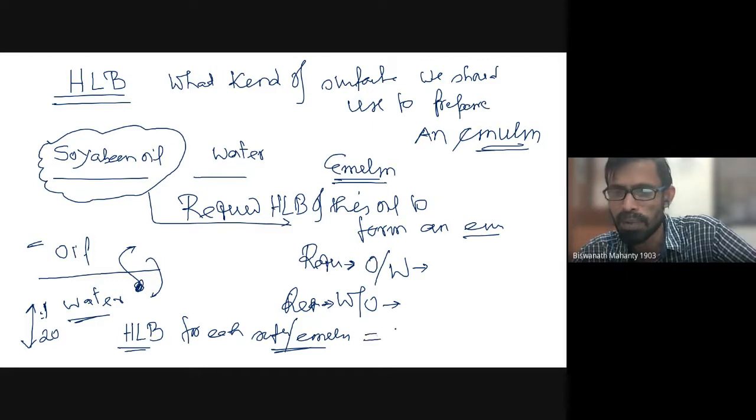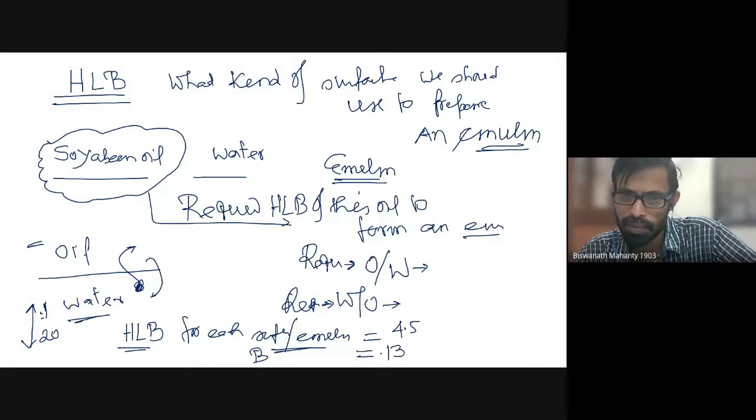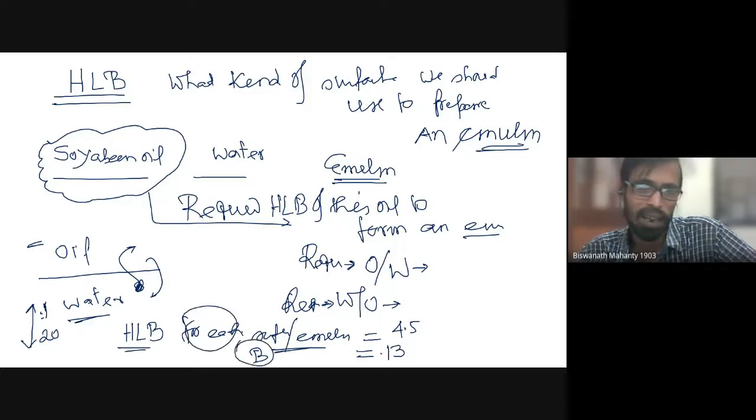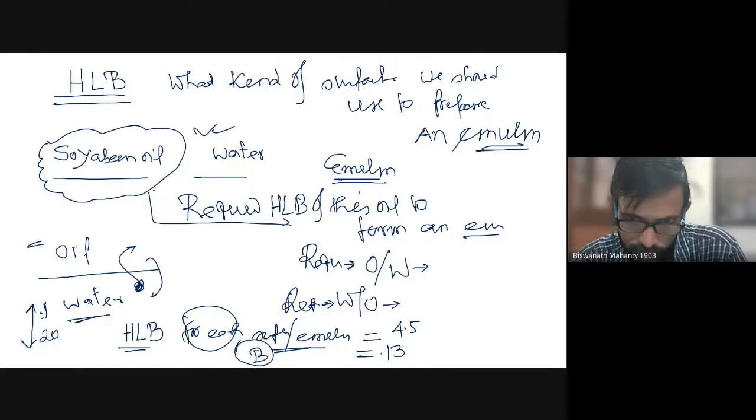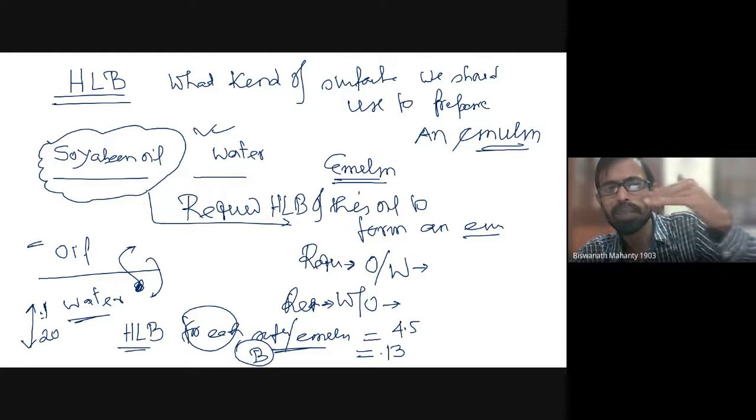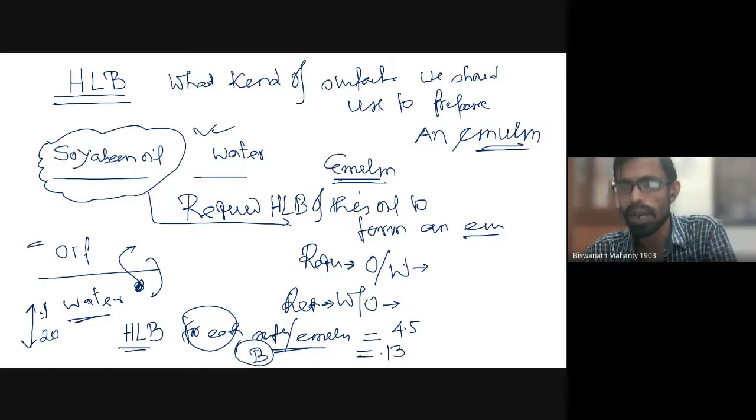So, for example, this one has an HLB value of 4.5, and another surfactant B, for example, has an HLB value of 13. So these are the surfactant HLB values. What I was talking about here is not the surfactant. I am talking about an oil, and what HLB it requires to produce an oil in water or water in oil emulsion. Let me come to the very basic things.